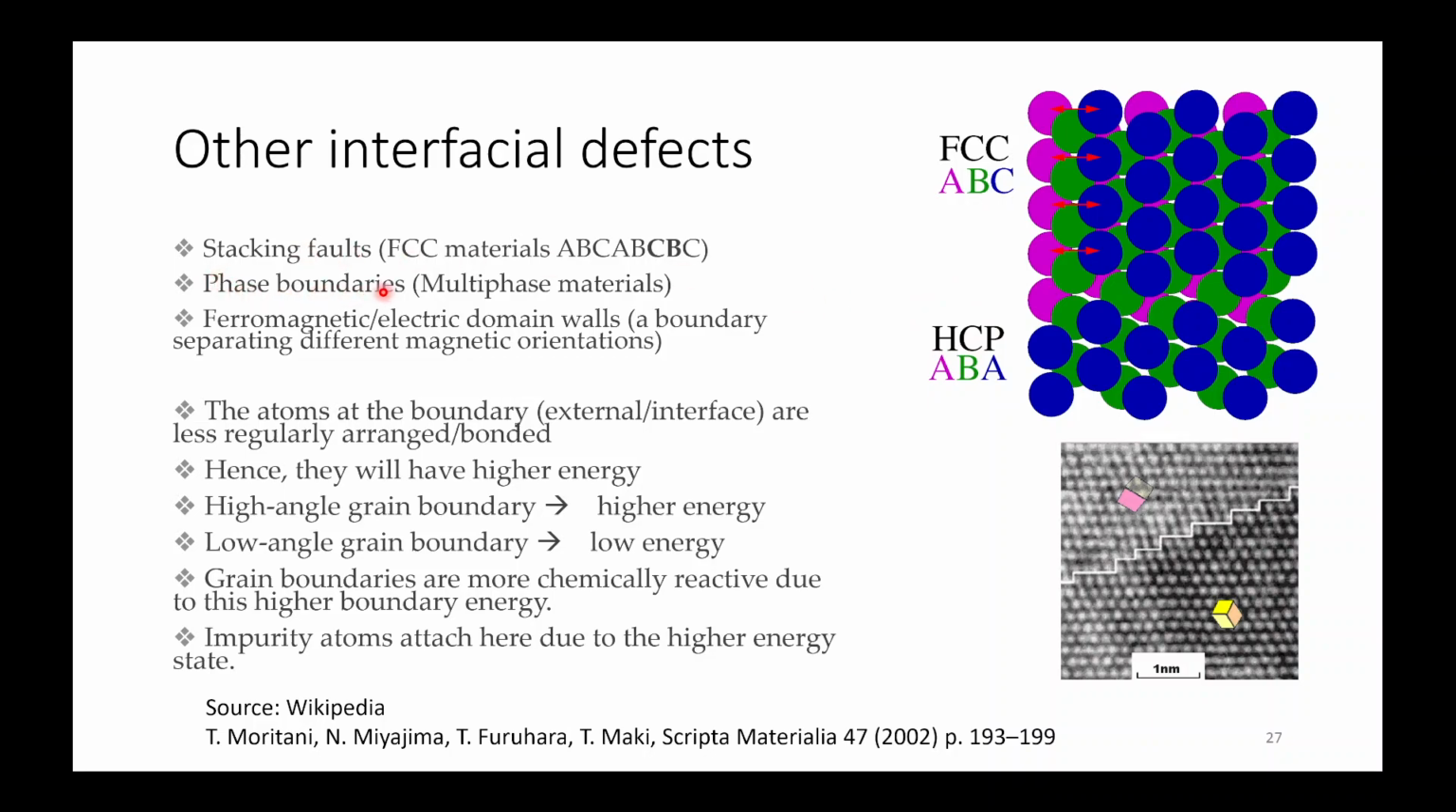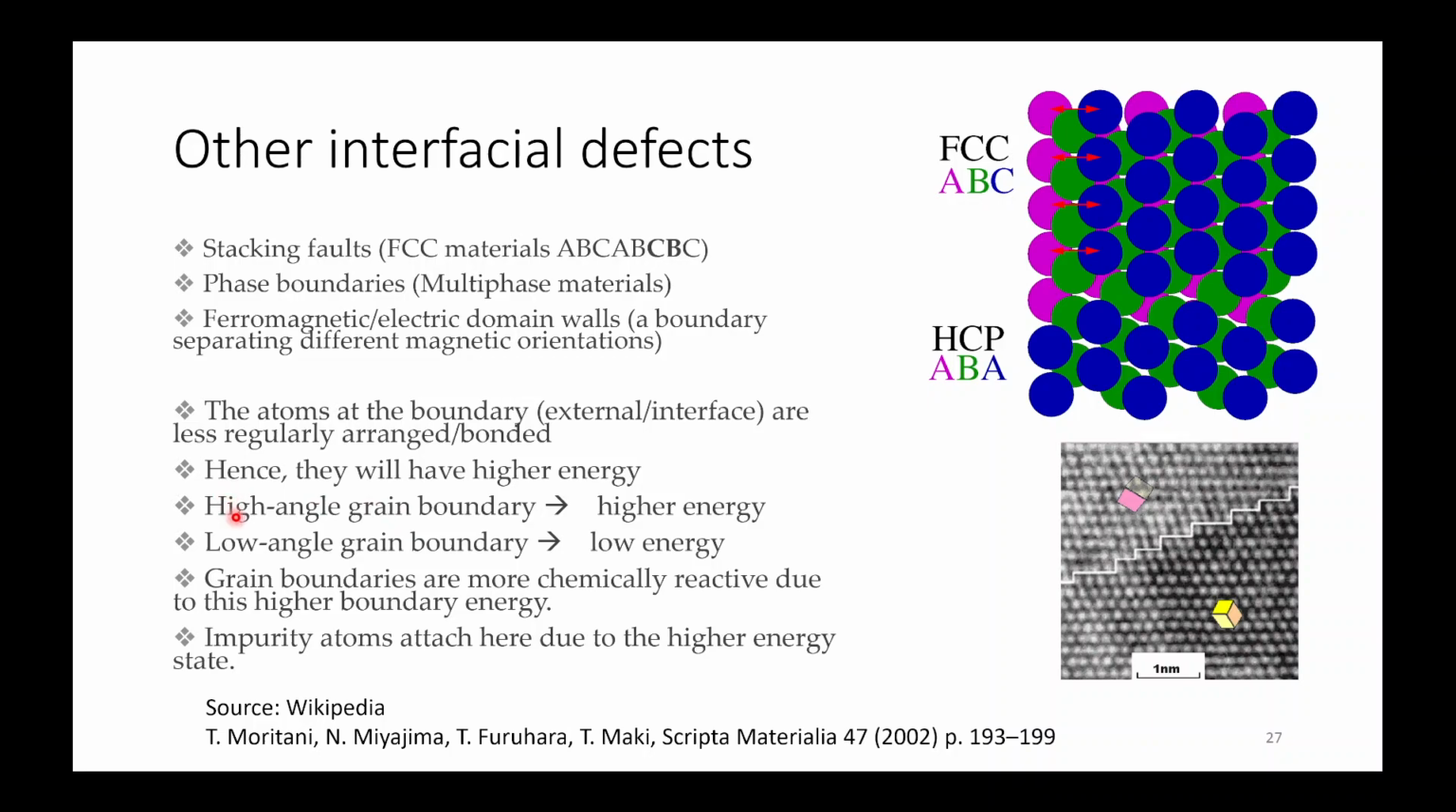There can be phase boundaries as shown here. So this phase is different compared to this one; it can be FCC and BCC in a single material as well. Ferromagnetic and electric domain walls: there will be a boundary separating different magnetic orientations. The atoms at the boundary are less regularly arranged or bonded, hence they will have higher energy.